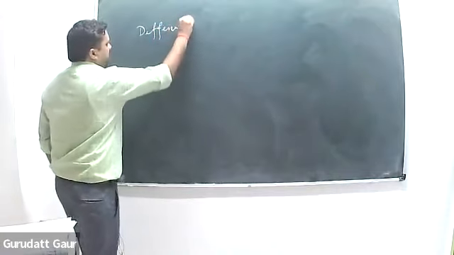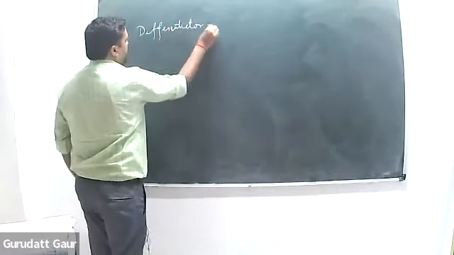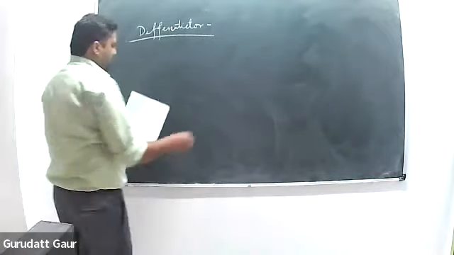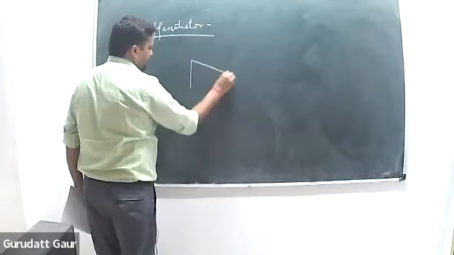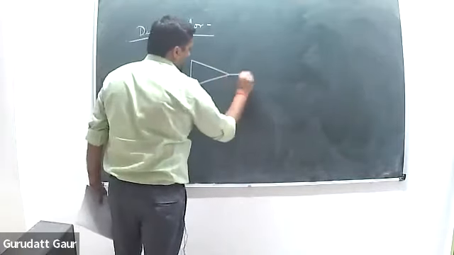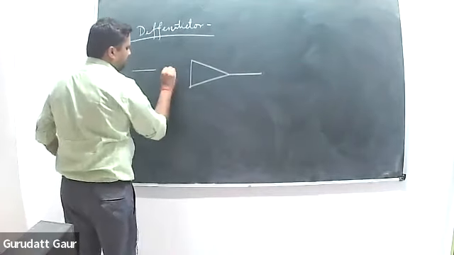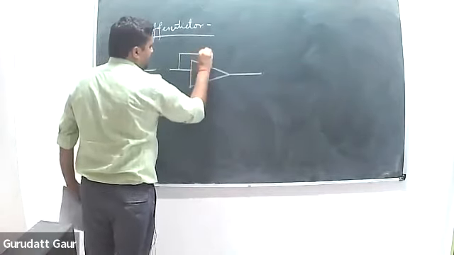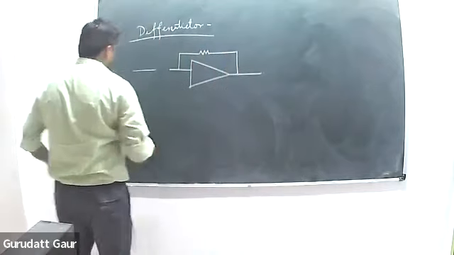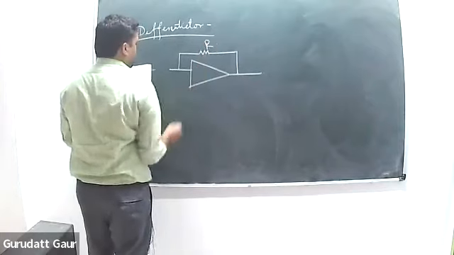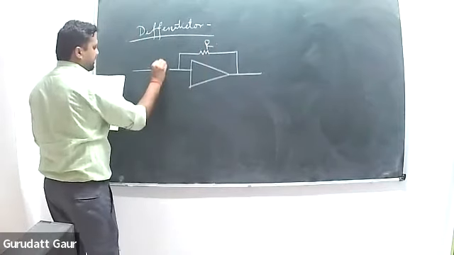As the name suggests, whatever input comes, its differentiation will appear at the output, its derivative. So it uses a capacitor. That's it. So you have an operational amplifier. And then you will get a feedback, of course, and you will call it some resistance R. And now here you add the capacitor.